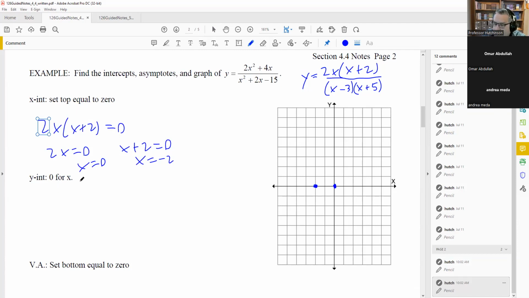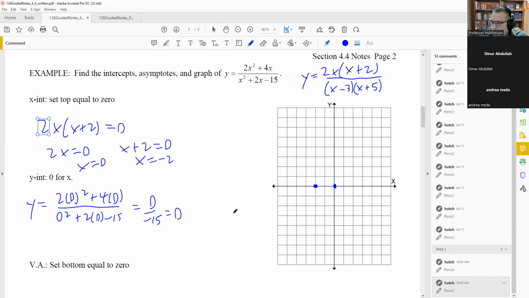For the y-intercept, you want to put a 0 in for x. And so we can put that in the original one. But what's going to happen is everything's just going to turn into a 0. So we have 0 squared plus 2 times 0 minus 15. So we get 0 over negative 15, and that's going to be 0. We already have it. (0, 0) is our x-intercept and y-intercept at the same time. So it's going to be both of those.